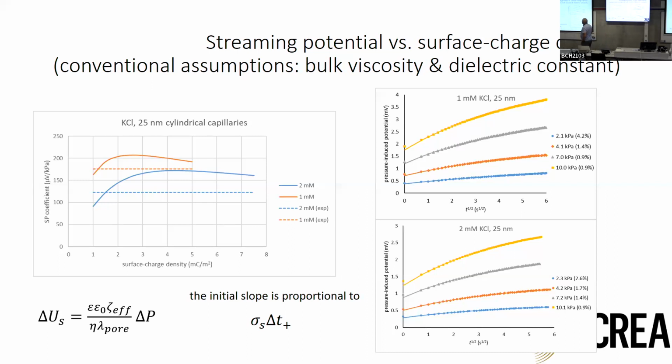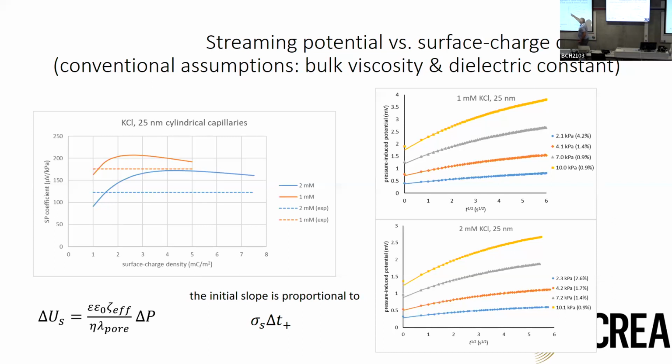Typically, what else can we say? You can see that these initial ones are linear, so one can define the slope of this initial part. But in our context, what is important is that the true streaming potential is this, not this. And just look at these plots.